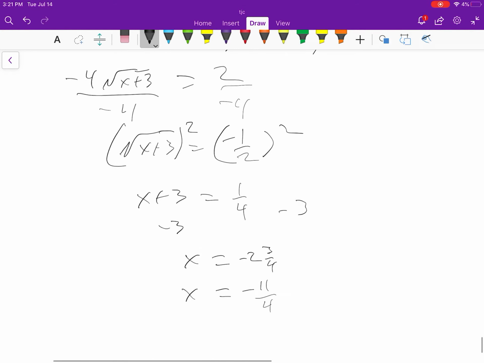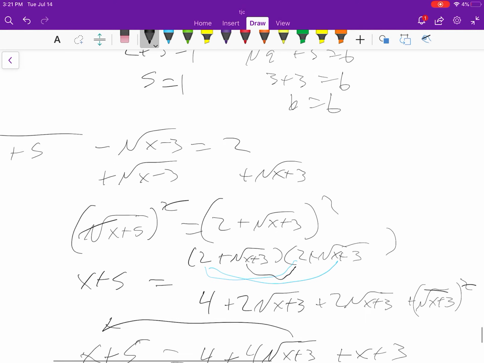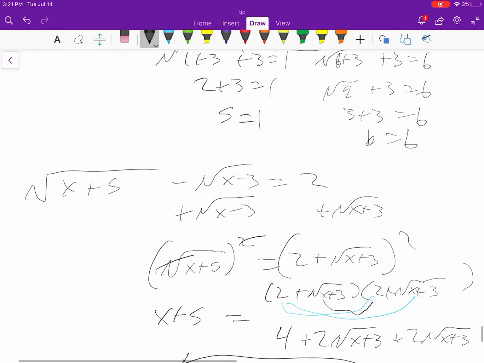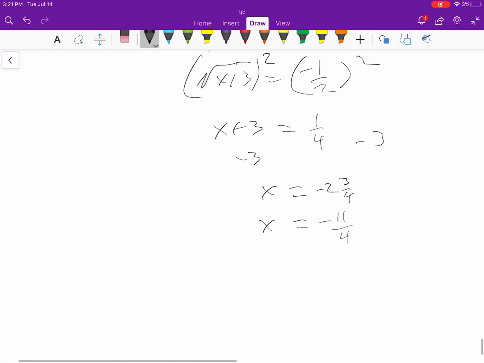Then you have to check to see if it works. So this is how you go about it, and you check it in the original one, which is way up here. And so let's look at it. So the original one was x plus 5 minus the square root of x minus 3 equals 2. That was the original one. I'm going to plug negative 11/4 in there.